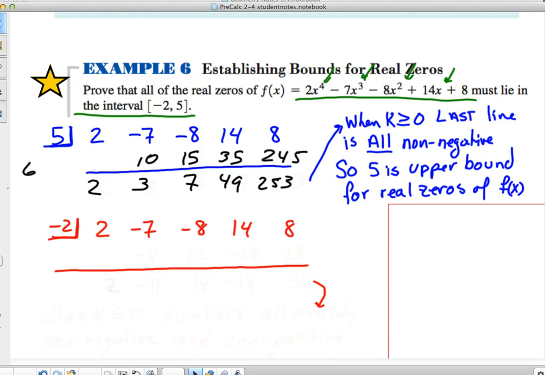So I pop my 2 down, wherever that is. -2 times 2 should give me a -4. I get -11. And now I got -2 times -11, which is going to give me 22, and I add that in, and now I add, and that's 14. But now -2 times 14 is -28, and I combine them, and I got 28 at the end, but it actually turns into a 36 for my result. And look at that, I'm alternating, okay? I'm alternating as I go through non-negative and non-positives.